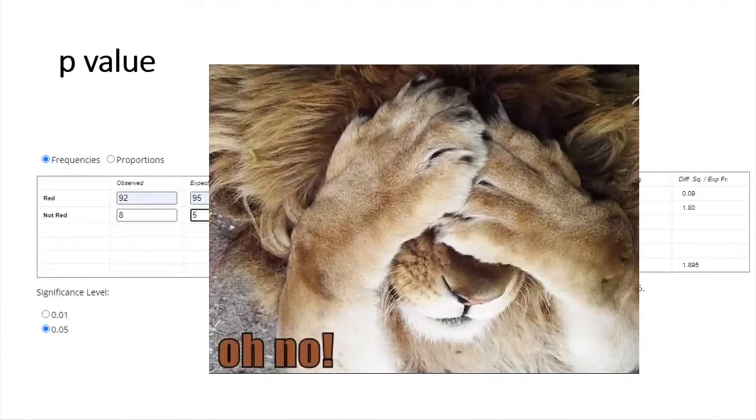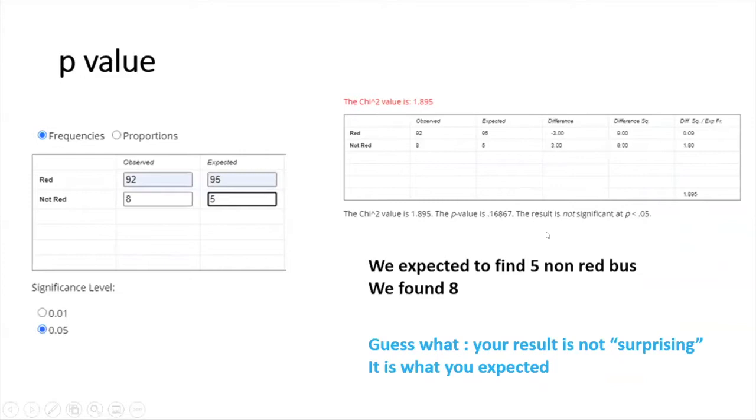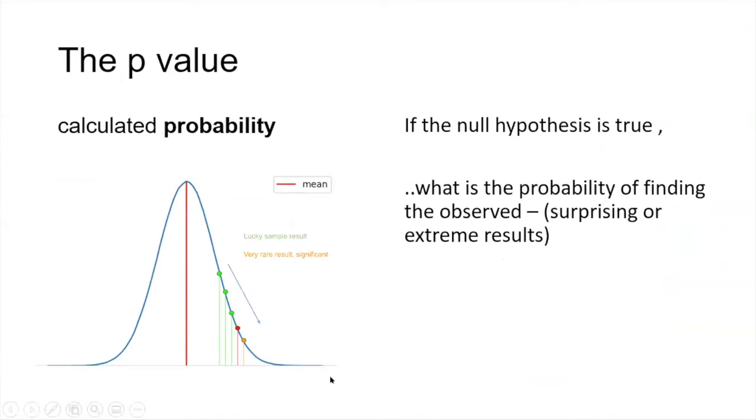This is not good. But what does that p-value mean to us? What is this result telling us? Well, what this is telling us is that in our test, or in our model, we expected to see 5 non-red buses. Guess what? We found 8. So what the p-value is telling us is that our result is not surprising. This is what we were expecting. P stands for probability. So what we're saying is that in our distribution, the probability of finding the result was what we were expecting, i.e. within the standard deviation. So if the null hypothesis is true, this is what we were expecting. And guess what? That's what we found.